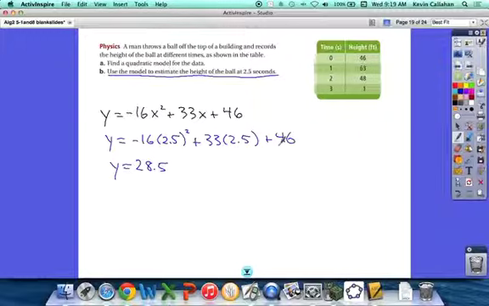No, you did times 2.5, and then you squared that. It's times 2.5 squared, negative 16 times 2.5 squared. It's only squaring the 2.5, not 16 times 2.5. Now add the next two terms. This squared is only squaring 2.5. It's not squaring the negative 16.